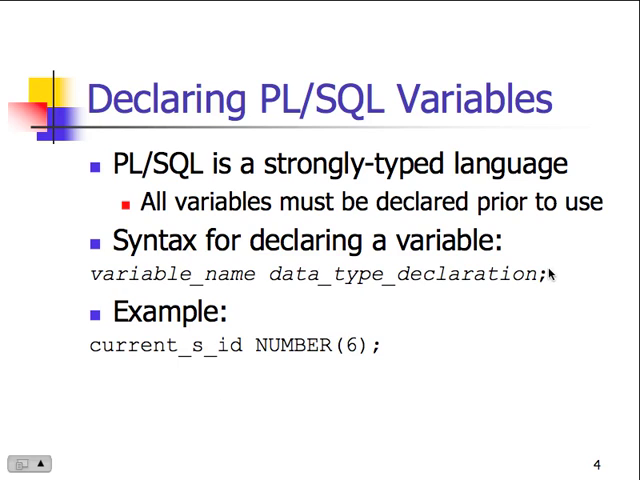So all variables must be declared prior to using them, just like other programming languages. The syntax for declaring a variable looks like this, where we have a variable name, a data type, and some declaration, which means it's going to be something.